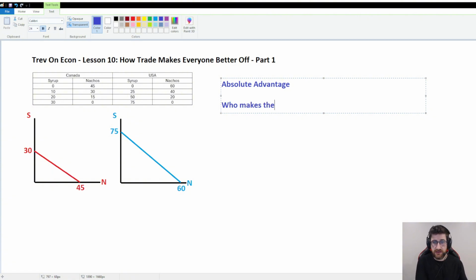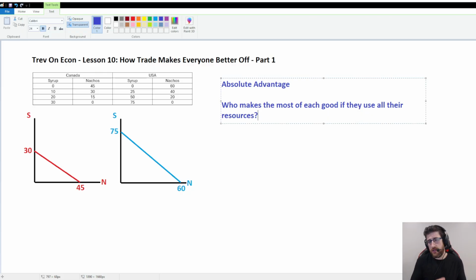who makes the most of each good if they use all their resources. We can use more technical terms. You could probably vary this definition a little to include a little more nuance, but at the end of the day, this is really what absolute advantage is about. Just who can make the most given what they have. This is a very easy exercise because without too much thought, I hope, you can probably look at this and realize something.